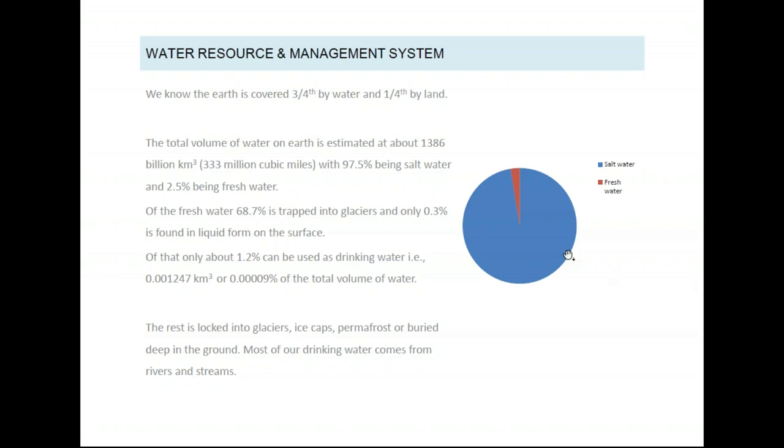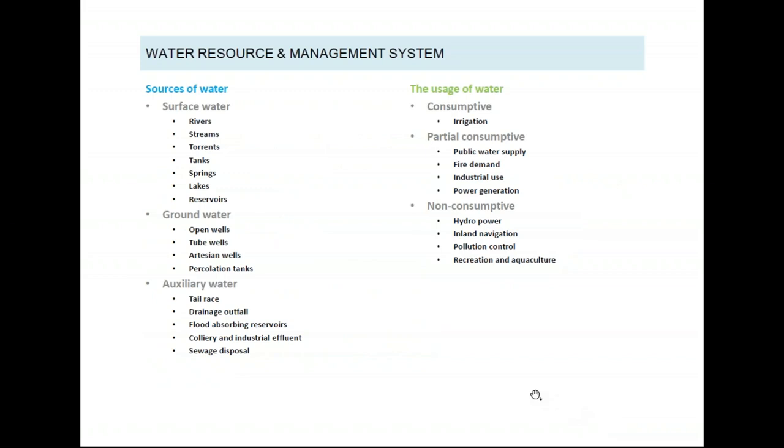Now, out of that fresh water of 2.5%, 68.7% is trapped into glaciers, and we are left with only 0.3%, which is in the liquid form on the surface. Again, on that part, only about 1.2% can be used as drinking water. That is 0.001247 cubic kilometers, or 0.00009% of the total volume of water. The rest is locked into glaciers, ice caps, permafrost, or buried deep into the ground. So most of our drinking water comes from rivers and streams, which are really very nominal in the volume that we see.